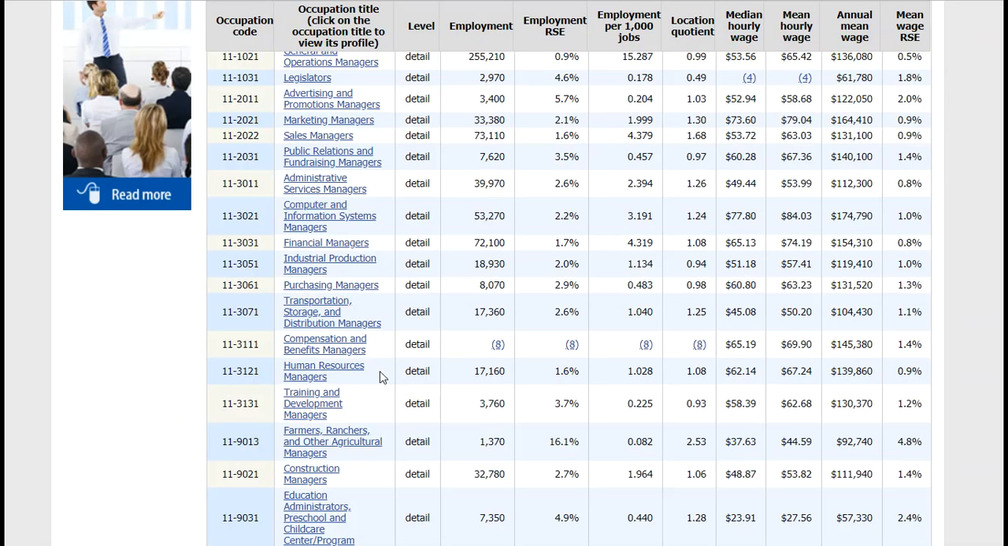So here, let's look at that same advertising and promotion managers, and we can see that they're making 58.68 and 122.50, which is very similar, just below the national average. So clearly there are some places that you might be able to make more than that, and other places that you would make less than that national average.